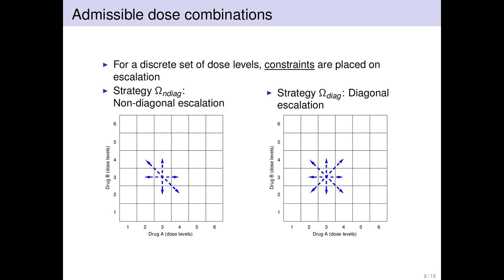Now, one strategy is to allow this to happen, but not to escalate both drugs simultaneously. And therefore, we don't allow these diagonal escalations. So this strategy we've called the non-diagonal strategy. On the right, you do allow this kind of strategy. So you allow both combinations to increase simultaneously. So on the right, it's a less conservative approach, and you're allowing faster escalation.